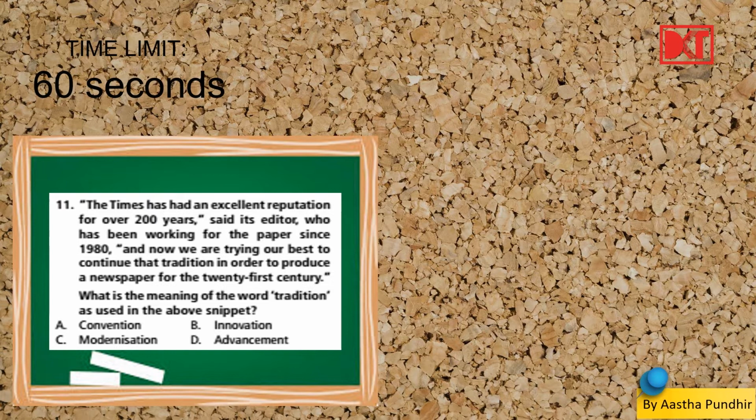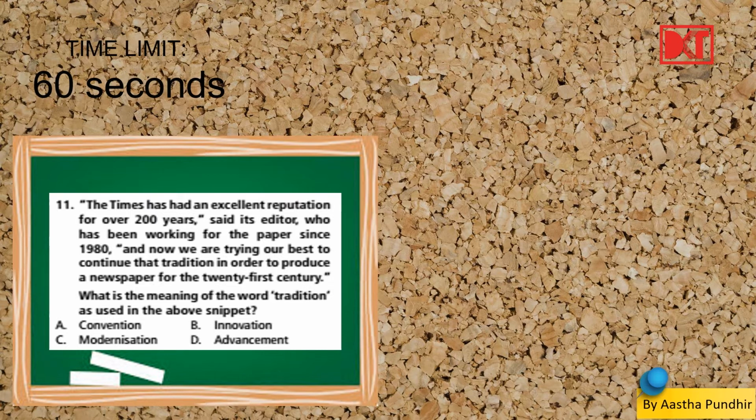Okay, here. The Times has had an excellent reputation for over 200 years, said its editor, who had been working for the paper since 1980. And now we're trying our best to continue that tradition in order to produce a newspaper for the 21st century. What is the meaning of the word tradition as used in the above snippet? Convention, innovation, modernization or advancement.